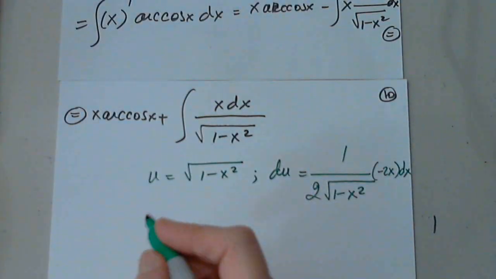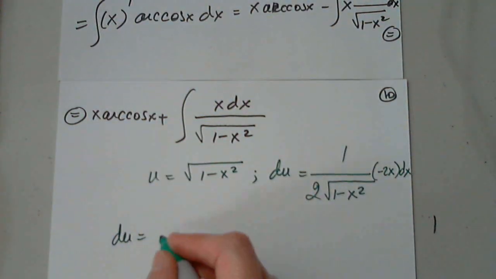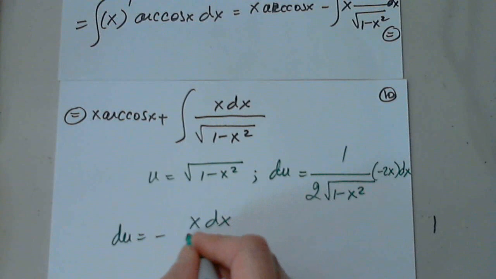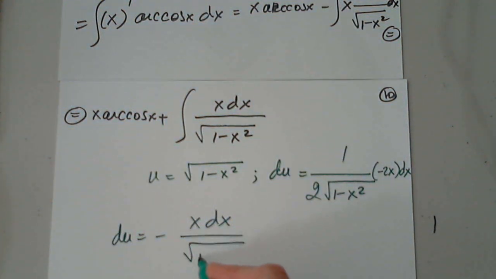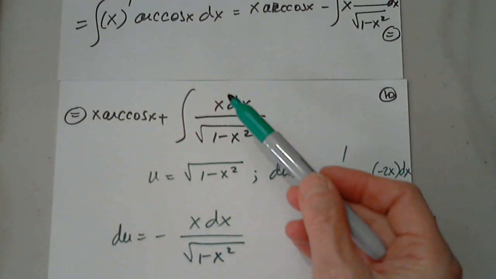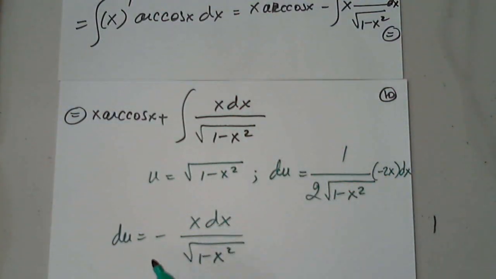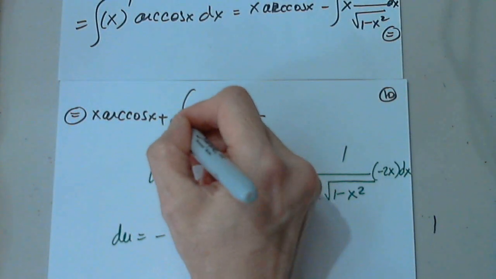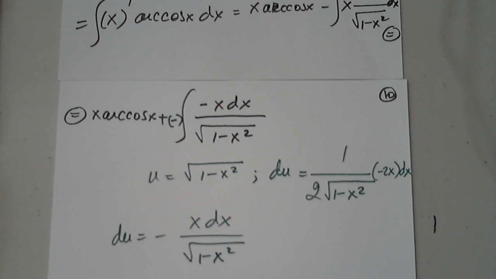The 2 with the 2 go away, so then du is only negative x dx over the square root of 1 minus x squared. How nice. I'm only missing... I have the x, I have the dx, I have the square root. I only have a minor adjustment to make. Fine. I will multiply by negative 1 twice.